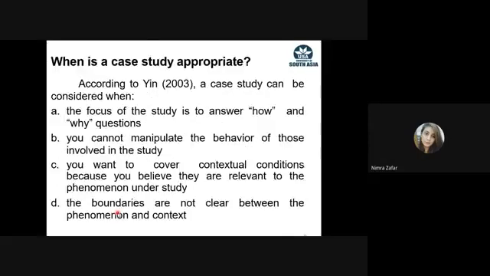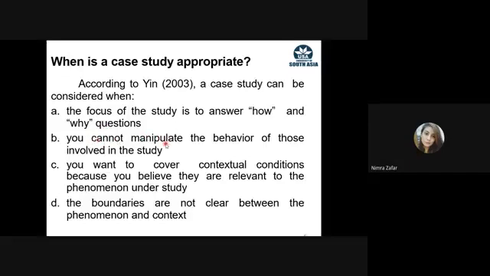When is a case study appropriate? According to Yin, a case study can be considered when the focus of the study is to answer how and why questions. When we have how and why questions in our research, case study can be conducted in that type of research.